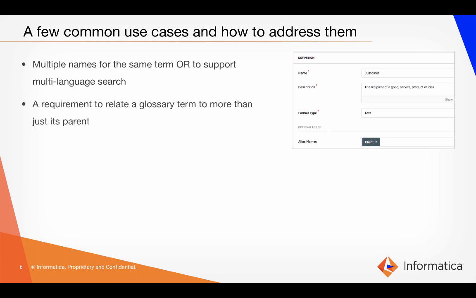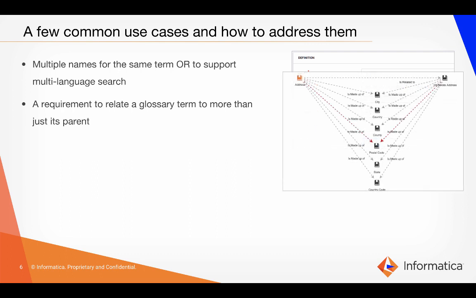Requirement to relate a glossary term to more than just its parent. We touched on this on the last slide, but here is an example. We might have the concept of address defined and also corporate address, so maybe a personal and a corporate address. They are made up of the same items. So one of them might be the parent to things like city, country, county, postal code, etc., but both of them are linked to it. Both of these terms have been linked via horizontal relationships to these concepts. So that's an example of how we can use horizontal relationships to go beyond just the hierarchical view.